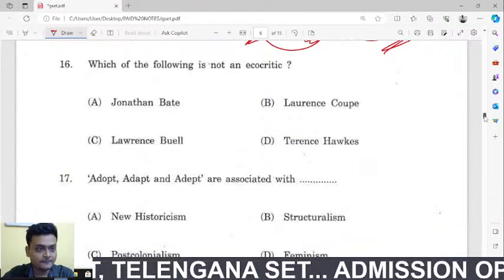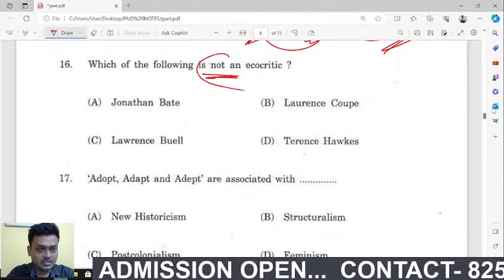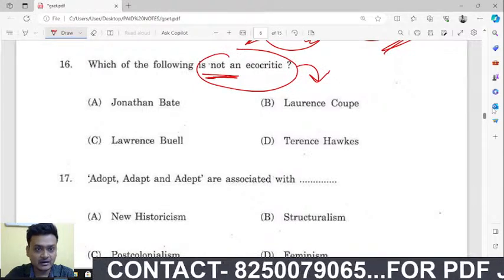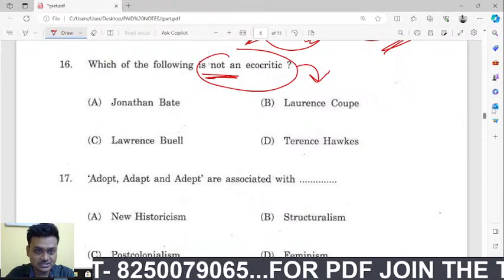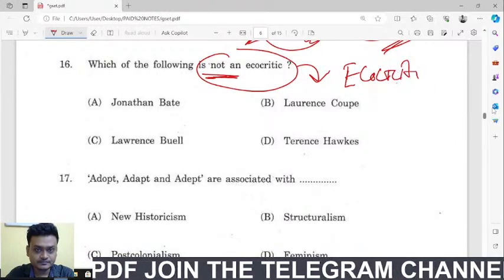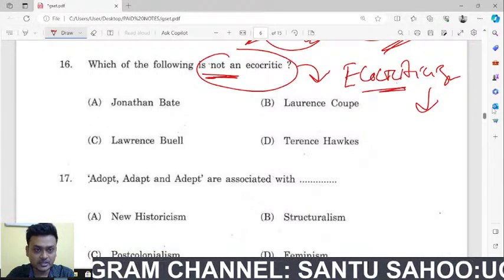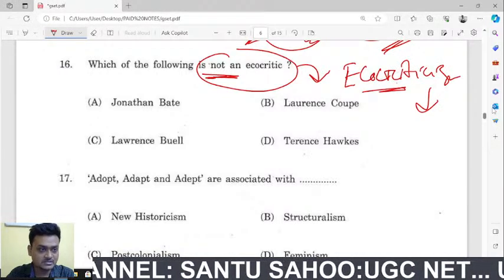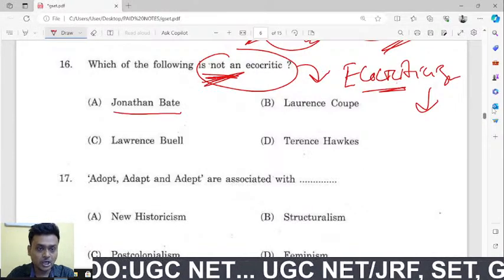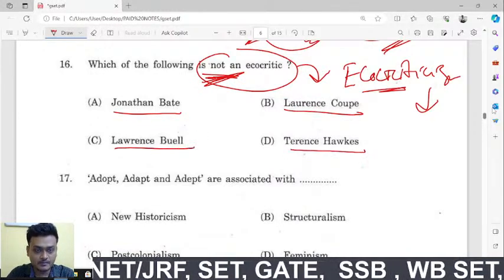Keep it up. Which of the following is not an eco critic? I have already sent material on this. Have you joined the Telegram channel? Today I have sent the full PDF of a book on eco criticism. Here, who is not an eco critic? Jonathan Bate, Lawrence Coupe, Lawrence Buell, and Terence Hawkes.